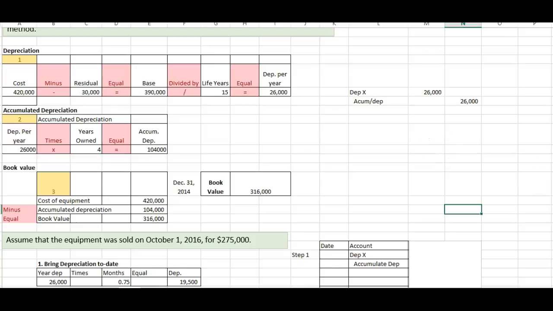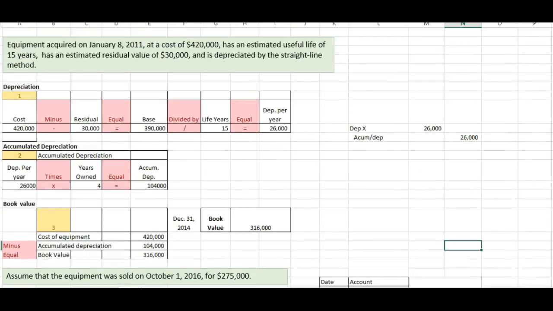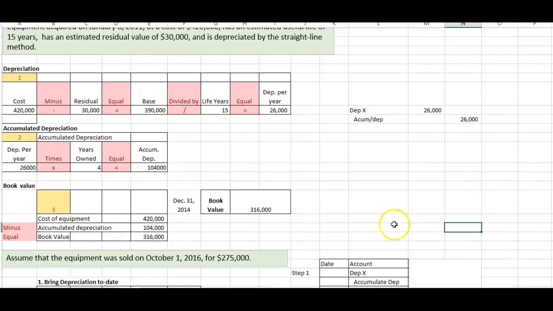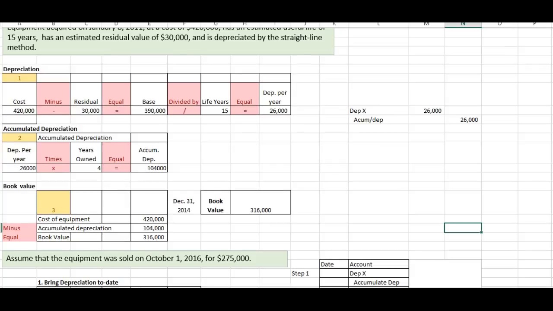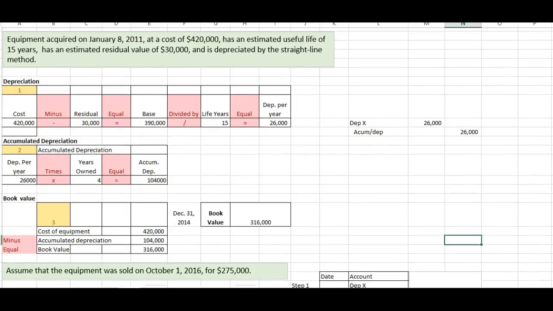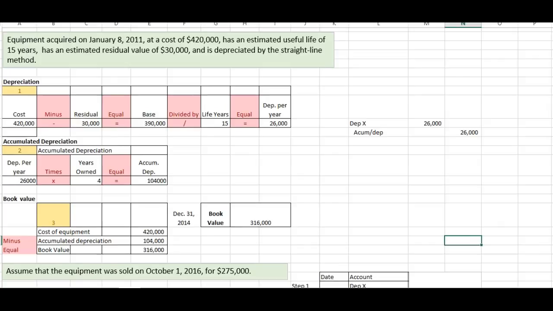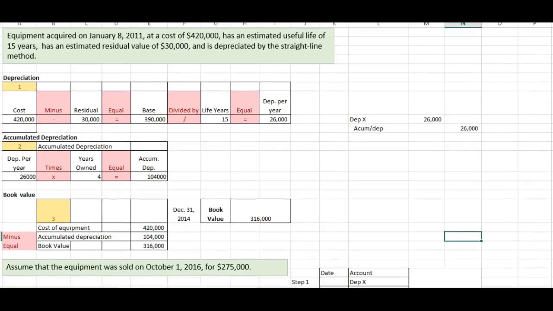Now we're going to find out why that book value is so important. We're going to buy an item in 2011, and then we're going to sell it in 2016, and try to see if we have a loss or a gain on the sale of that item.